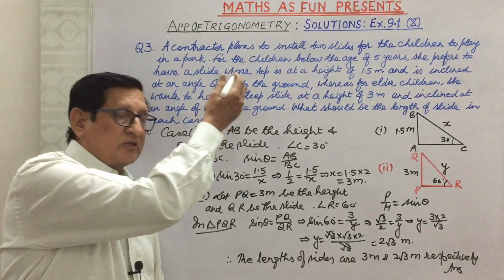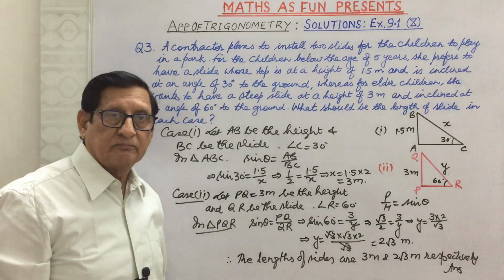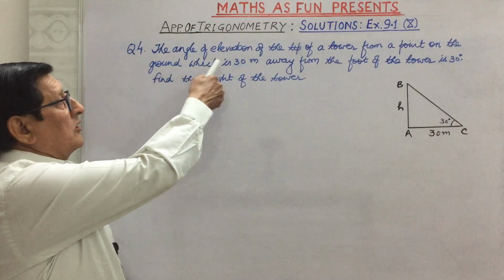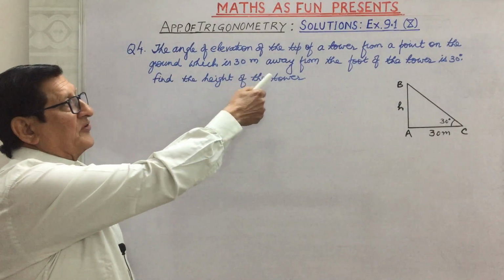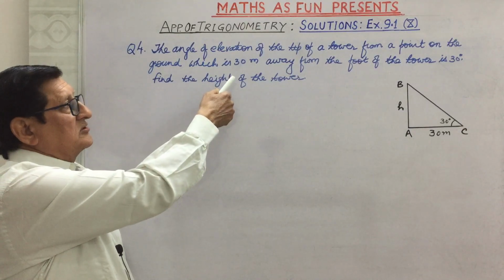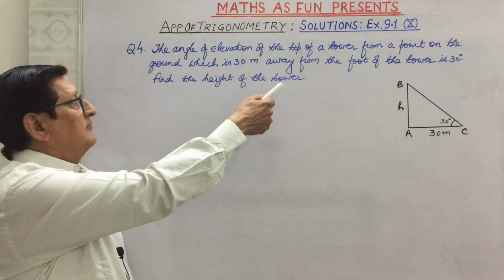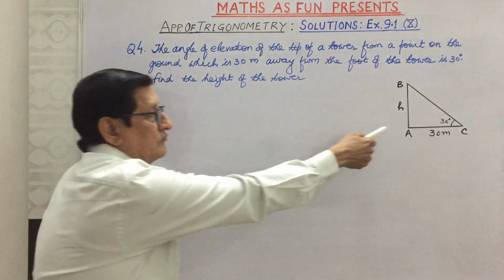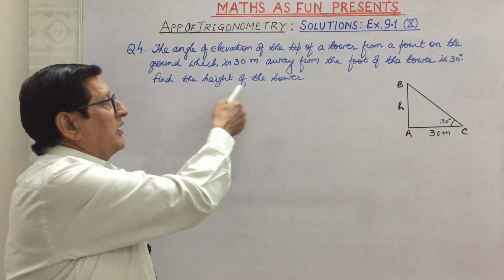This is the way we can find the solution of this particular problem. Question number 4: the angle of elevation of the top of a tower from a point on the ground which is 30 meters away from the foot of the tower is 30 degree. Find the height of the tower.